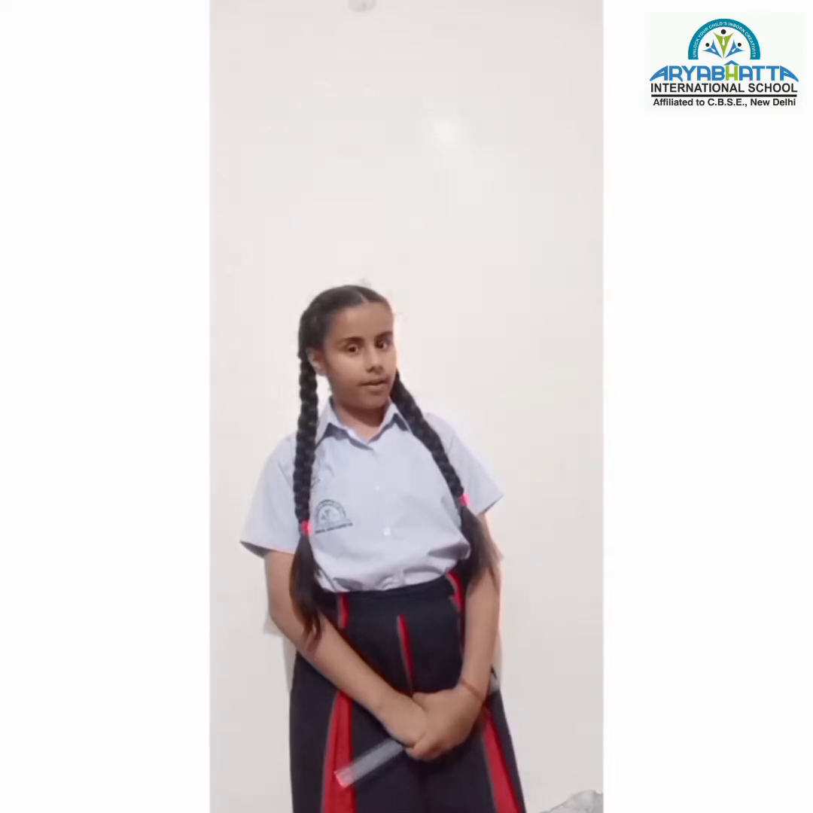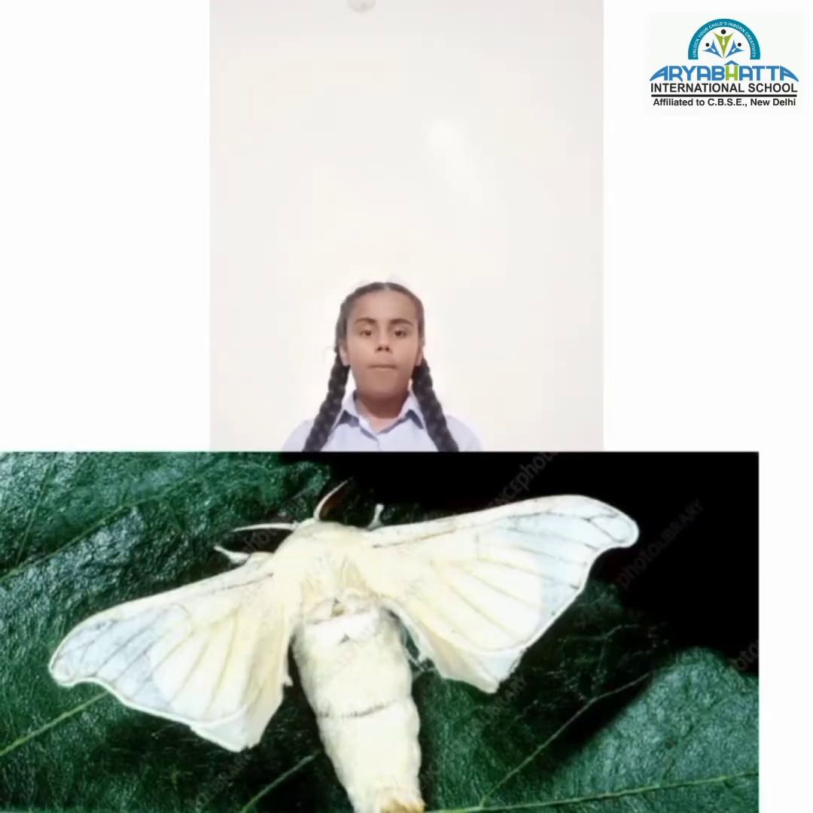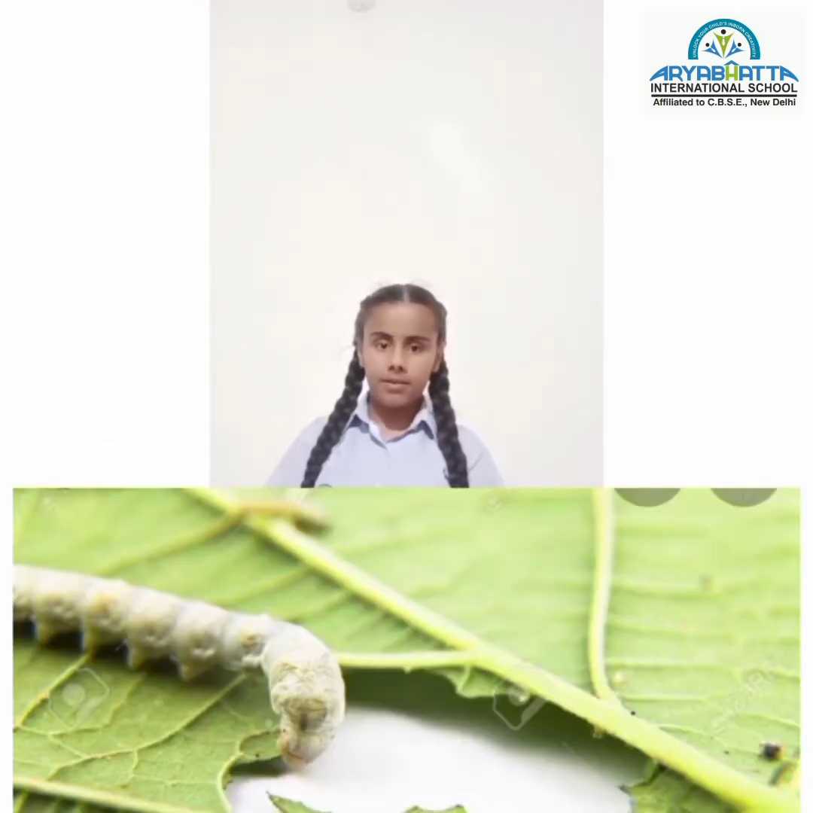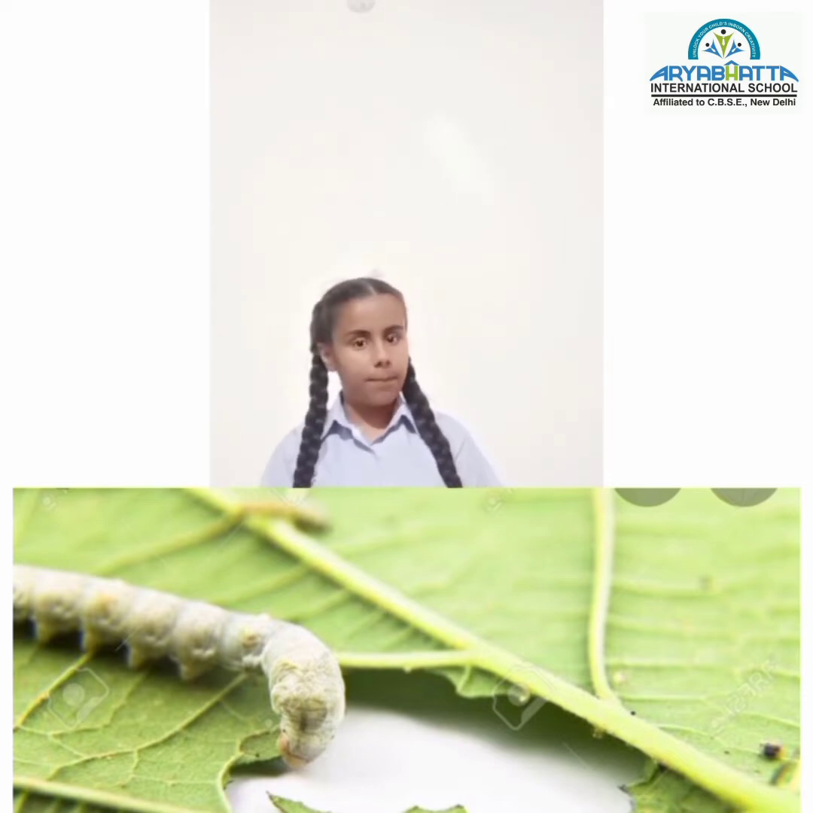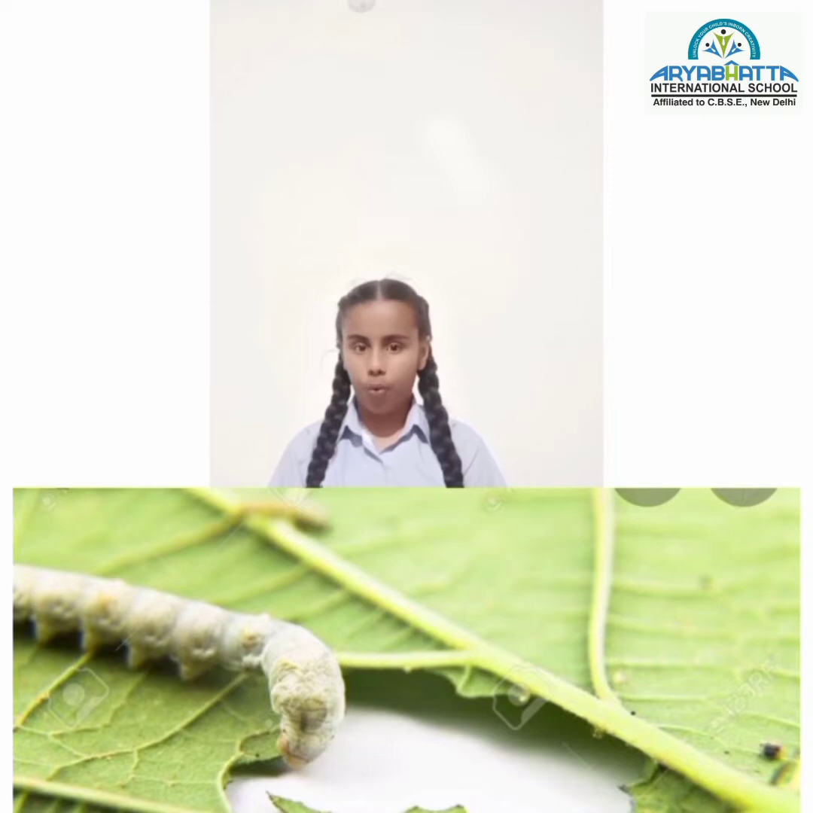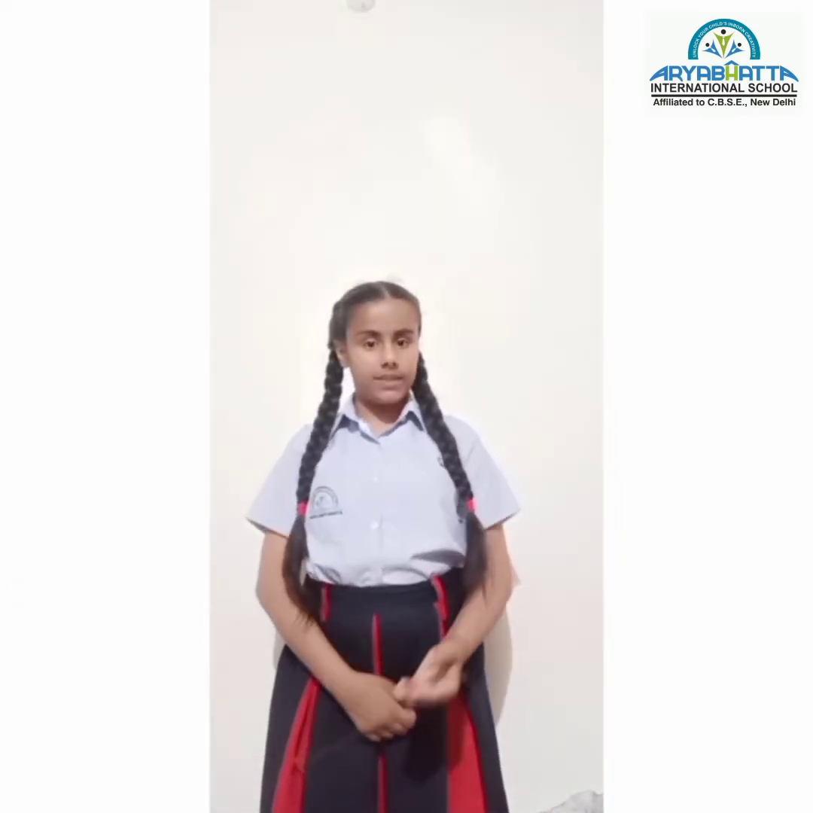So let's start. A silkworm is a caterpillar or a larva of the Bombyx silk moth. Silk is made by silk moth. So it is important that the silkworms are fed by the mulberry leaf during their last 3 weeks of growth. The life cycle of a silk moth ranges from 6 to 8 weeks.